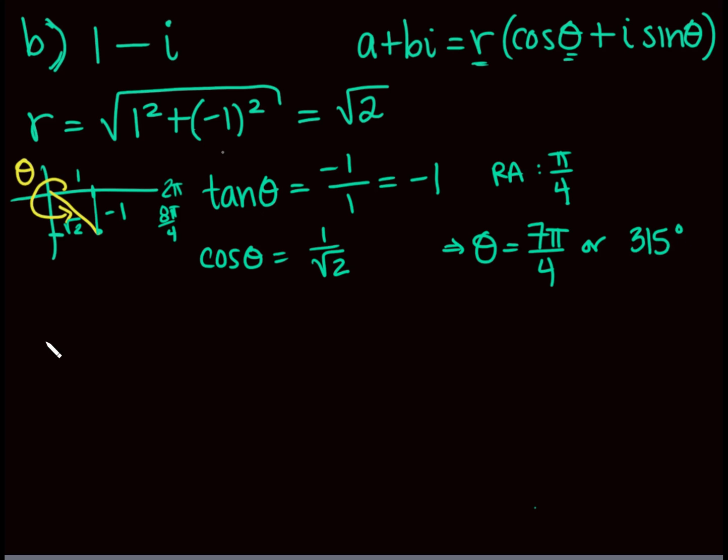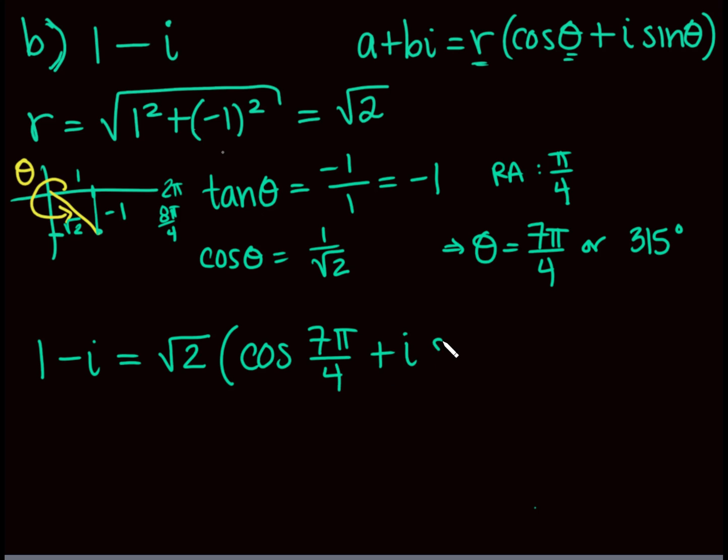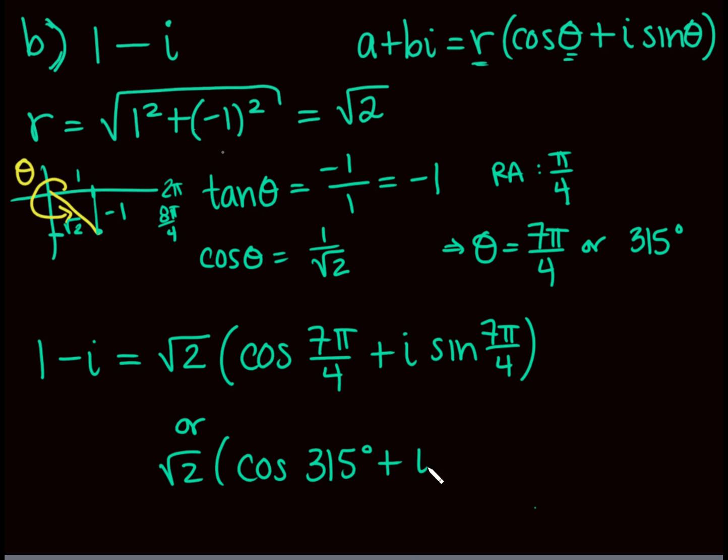Okay, so what is my number equal to? 1 minus i is equal to r, which is the square root of 2, all times the cosine of 7 pi over 4 plus i sine of 7 pi over 4. Again, that's assuming we're taking an angle between 0 and 2 pi. Or in degrees, that would be root 2 times the cosine of 315 degrees plus i times the sine of 315 degrees. That's a good time right there.